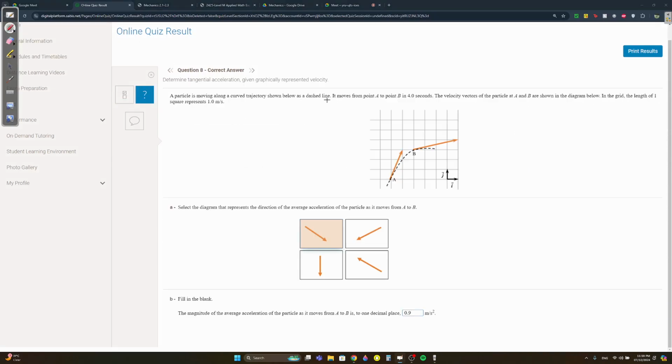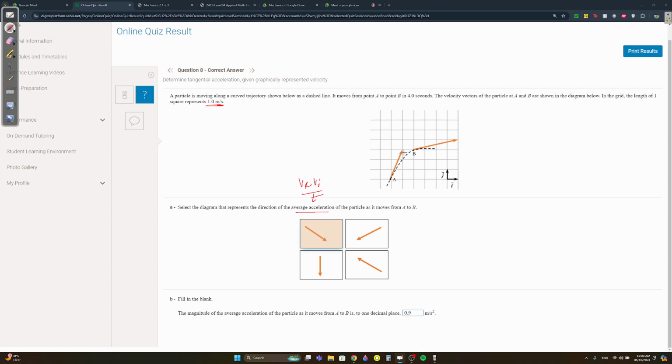Question 8. A particle is moving along a curved trajectory shown below as a dashed line. It moves from A to B in 4 seconds. The velocity vectors are shown below, and each square is 1 meter per second. Select the diagram that represents the direction of the average acceleration as it moves from A to B. So to find average acceleration, it's velocity final minus velocity initial divided by time.